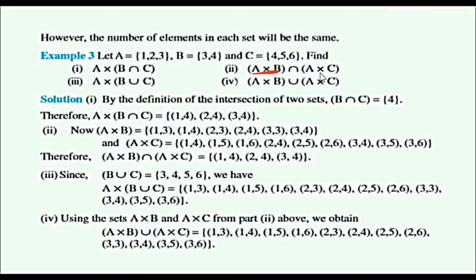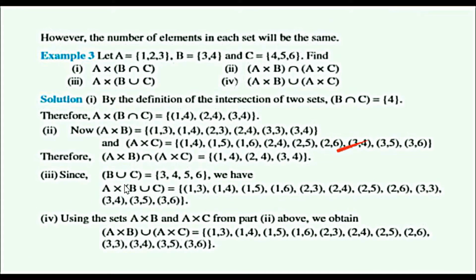Now the second is A cross B intersection A cross C. For that you have to find A cross B: 1, 3, 1, 4, 2, 3, 2, 4, 3, 3, 3, 4. This will be A cross B. And A cross C will be 1, 4, 1, 5, 1, 6, 2, 4, 2, 5, 2, 6 and 3, 4, 3, 5, 3, 6. And what can be the intersection? It is 1, 4, which you see in both of these, 2, 4 and 3, 4.